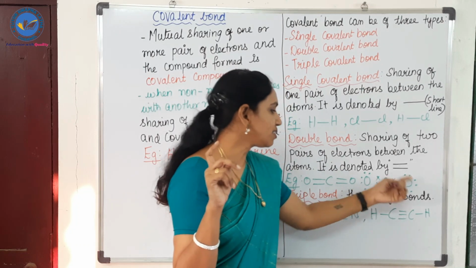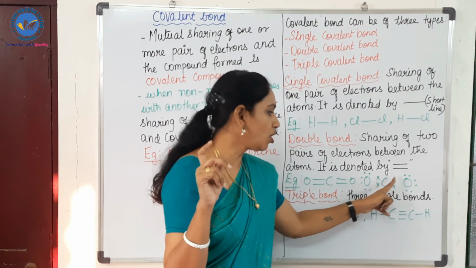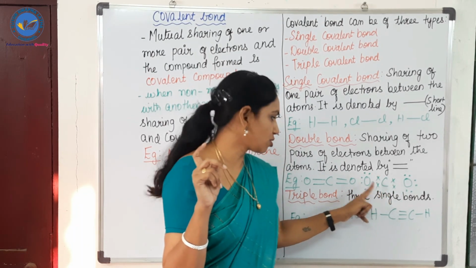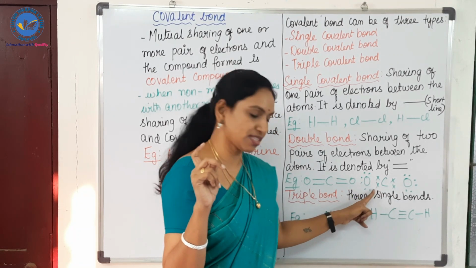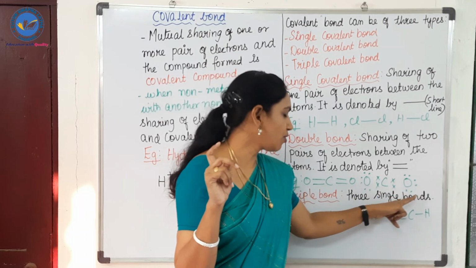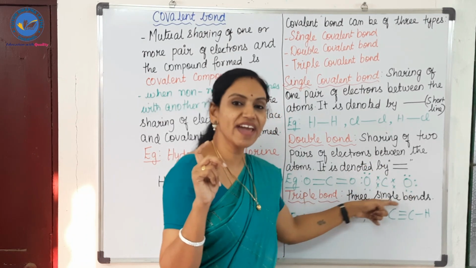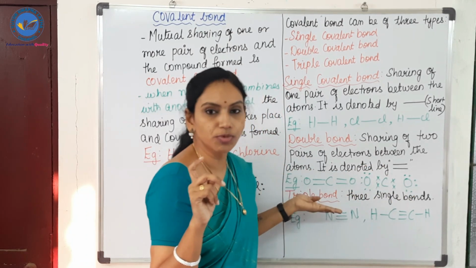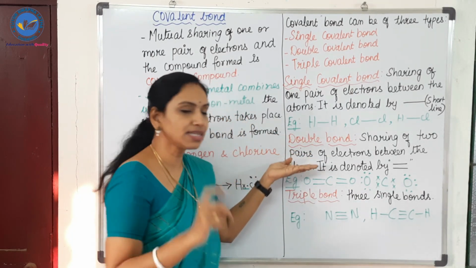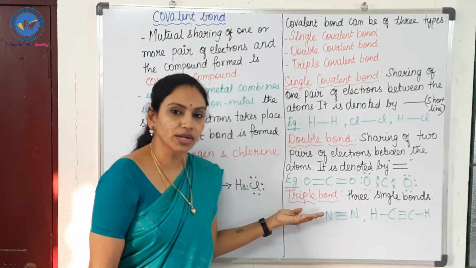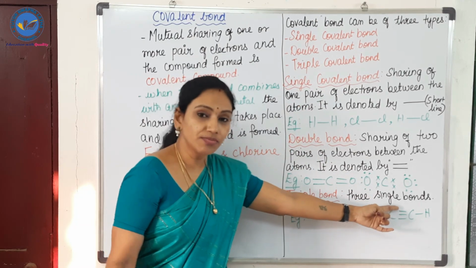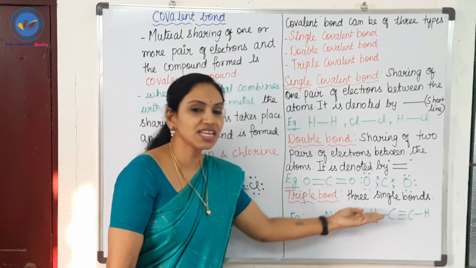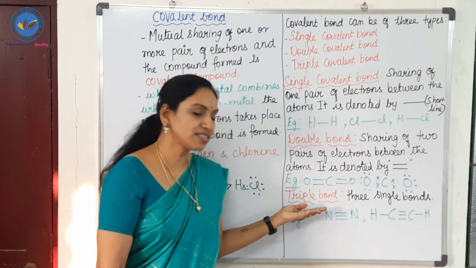Then, see, look at this structure. Carbon has 4 valence electrons, and oxygen has 1, 2, 3, 4, 5, 6. Yes, 1, 2, 3, 4, 5, 6. So they share and form a double bond. This is a double bond. Next, triple bond. Triple bond means sharing of 3 pairs of electrons and forms 3 single bonds. It's called a triple bond.